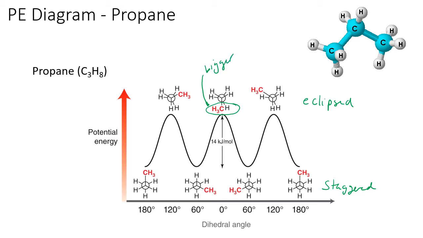Notice that the potential energy gain is now 14 kilojoules per mole, so that we see a larger increase in potential energy when going from the staggered to the eclipsed conformation for propane, because now we have a hydrogen methyl interaction. So the bigger and bulkier that group gets that's overlapping with another group, the greater the potential energy gain is going to be, and the less stable that conformation will get.